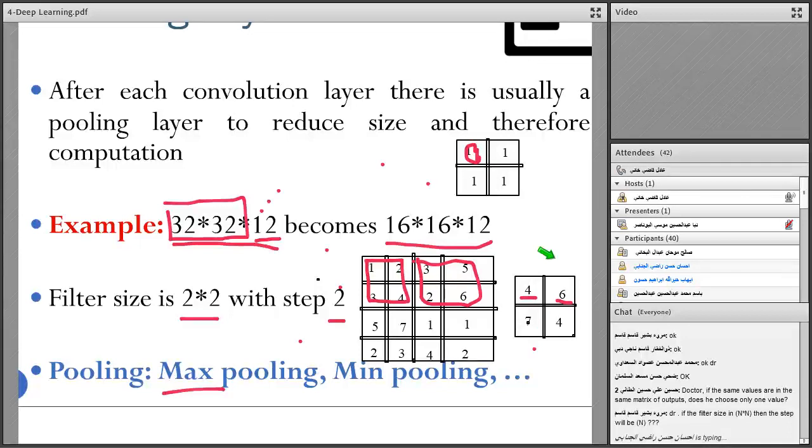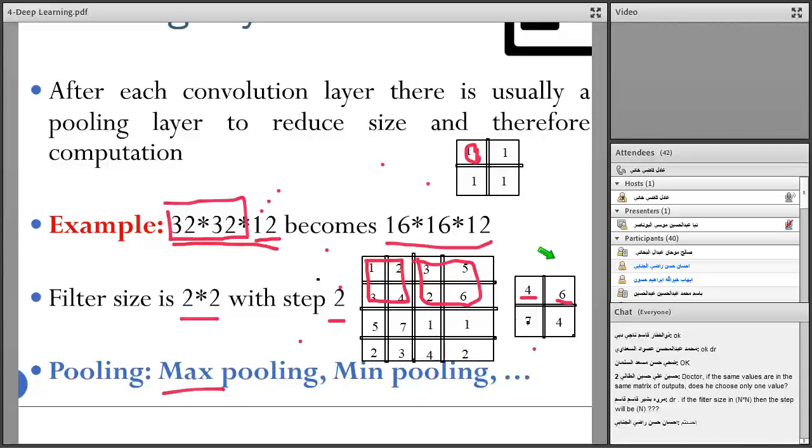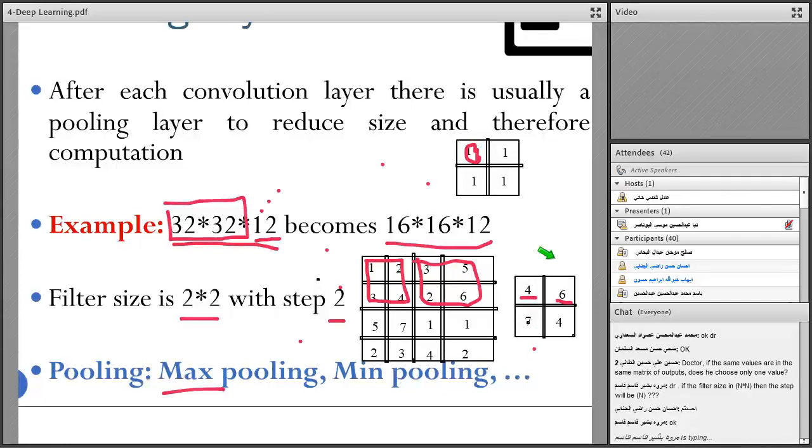Okay, some of the students have a question. If the filter size is n by n, then the step size, no, this is not a rule for it. But it is usually the filter size and the step, they are even numbers. Okay, so this is about the pooling layer.